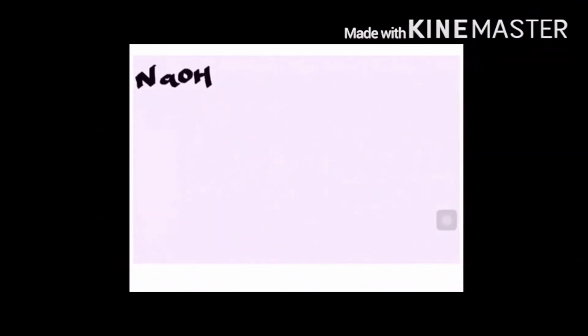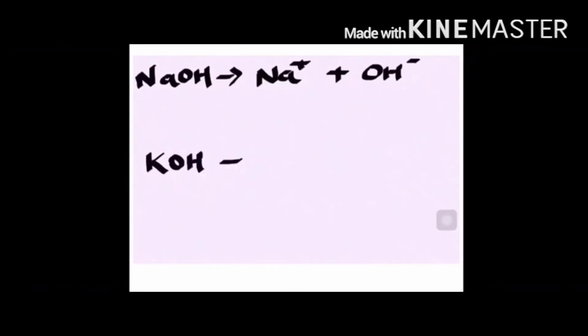I'm taking NaOH, which means sodium hydroxide. Sodium hydroxide gives me Na plus radical and I'm getting OH minus radical. Let's see example number 2. I am taking KOH, which means potassium hydroxide. That gives me K plus radical and gives me OH minus radical again.